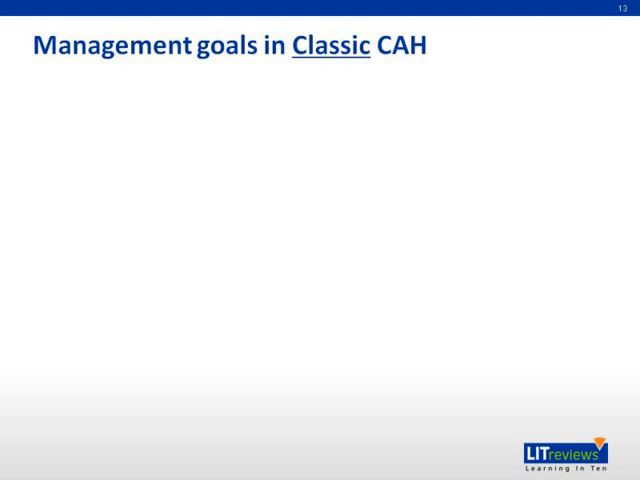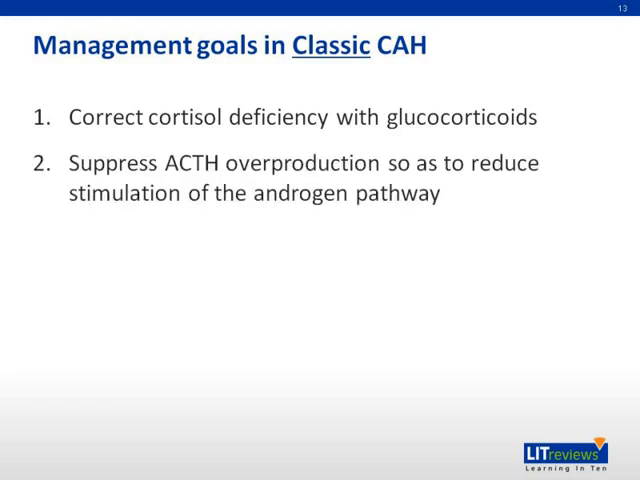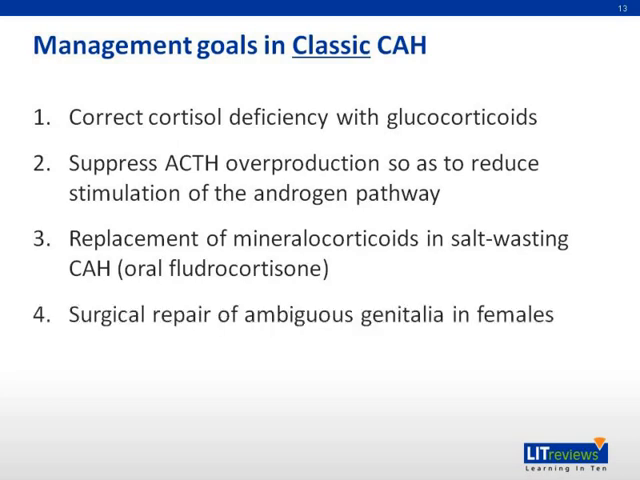The management goals differ whether the patient has got classic CAH or non-classic CAH. These are some of the principles in classic CAH. First goal would be to correct cortisol deficiency with glucocorticoids, and this also suppresses ACTH overproduction so as to reduce stimulation of the androgen pathway and thereby reduce virilization. In salt-wasting CAH, remember that replacement of mineralocorticoids is crucial so as to prevent a salt-wasting crisis. And in females with ambiguous genitalia, surgical repair during infancy is often recommended.